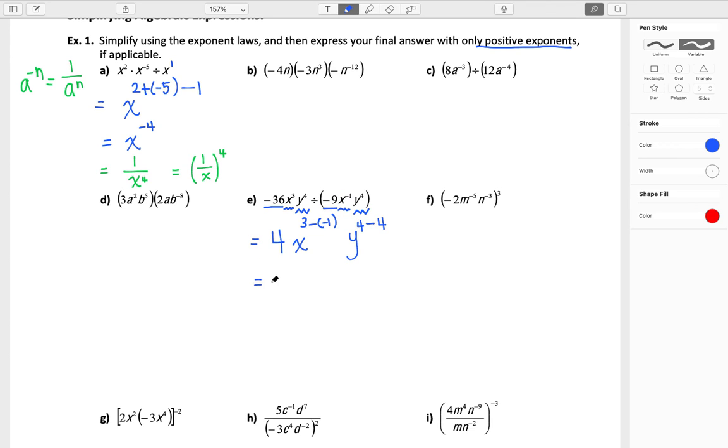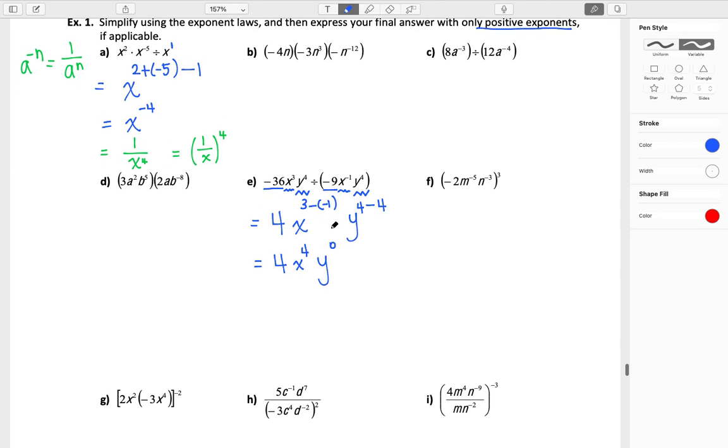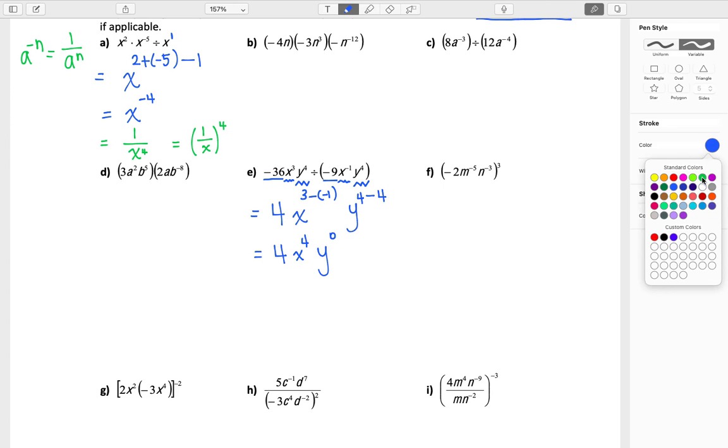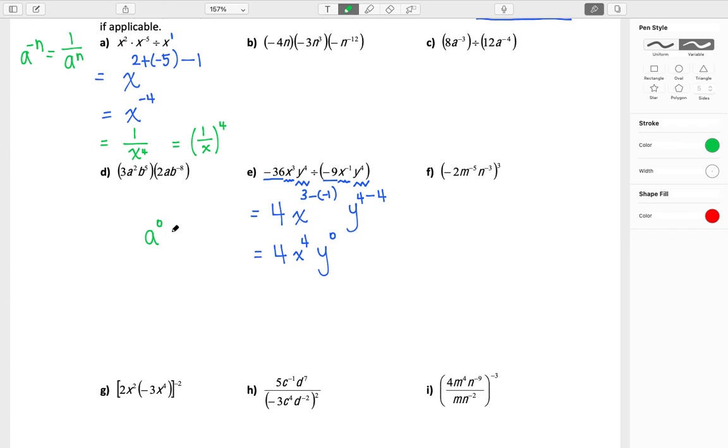So for x, the negative becomes positive, 3 plus 1 is 4. For y, 4 minus 4 is 0. And we can apply the exponent law where anything to the exponent of 0 is 1. So it's 4 times x to the 4, y to the 0 is 1. Therefore my final answer is 4x to the 4.